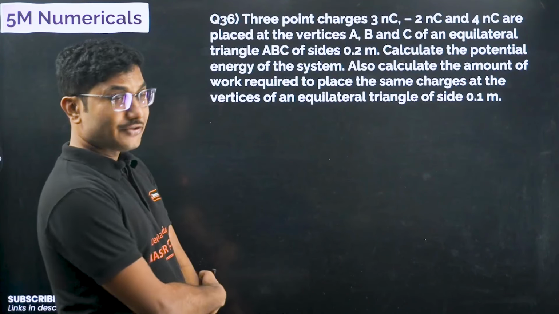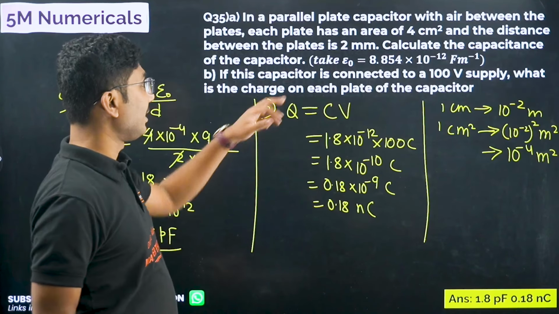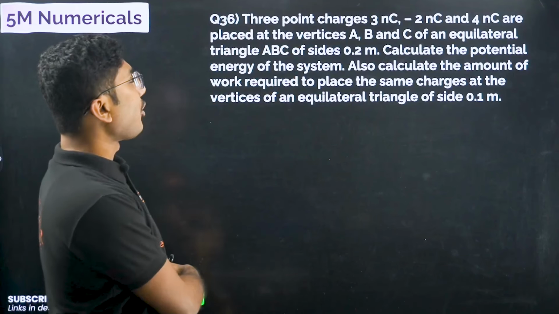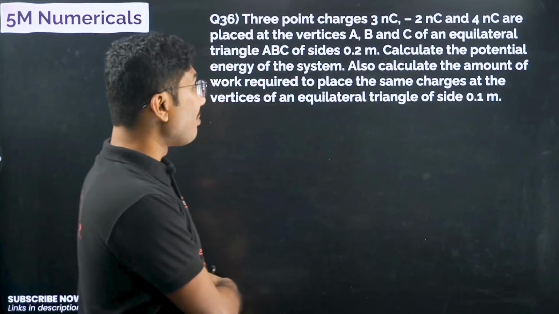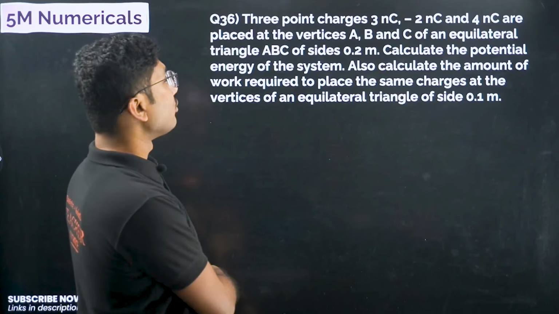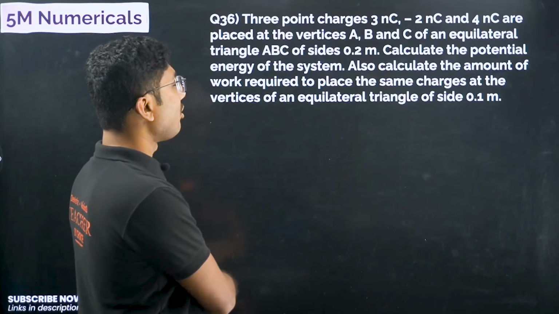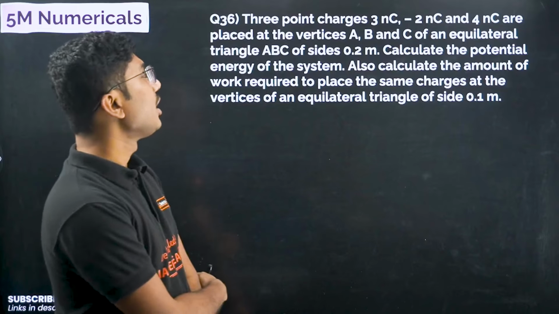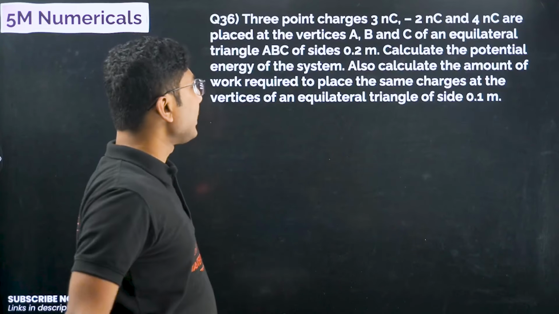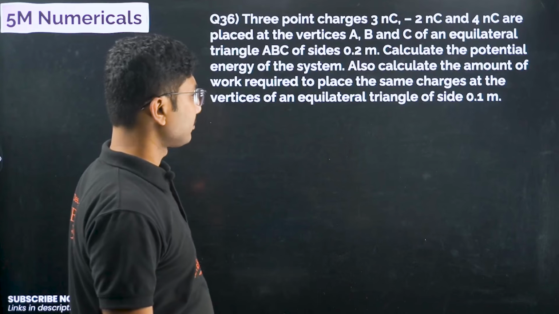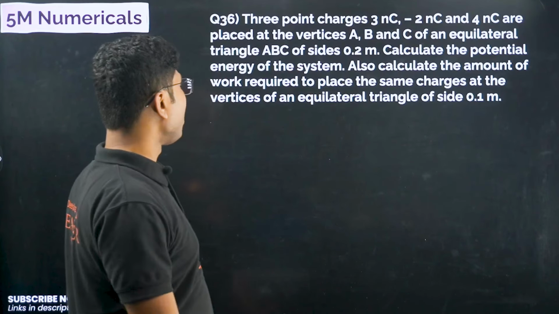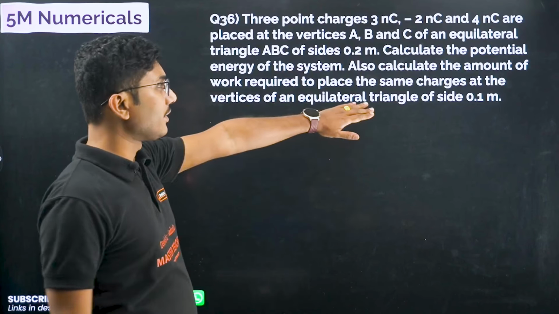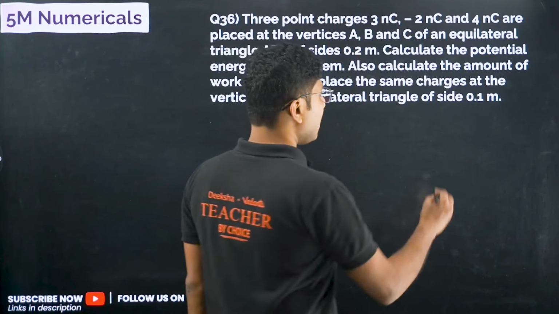Now I think this is the last question so far. This question is from your model question paper. Three point charges, 3 nanocoulomb, minus 2 nanocoulomb and 4 nanocoulomb, are placed at the vertices A, B and C of an equilateral triangle ABC of sides 0.2 meter. Calculate the potential energy of the system. Also calculate the amount of work required to place the same charges at the vertices of an equilateral triangle of side 0.1 meter. So let's see.